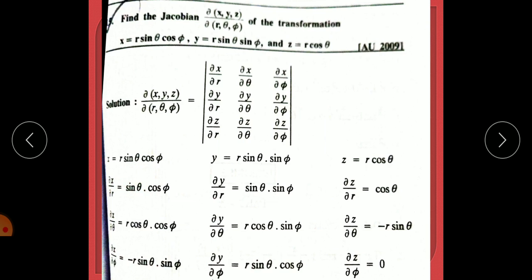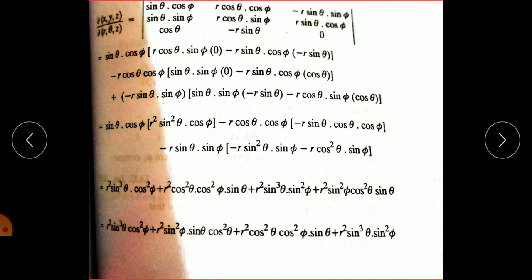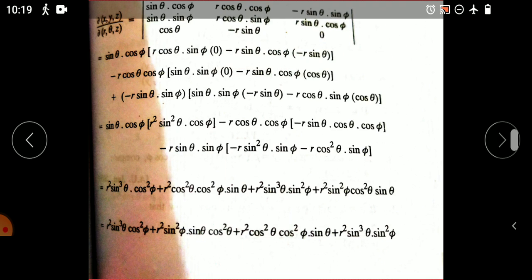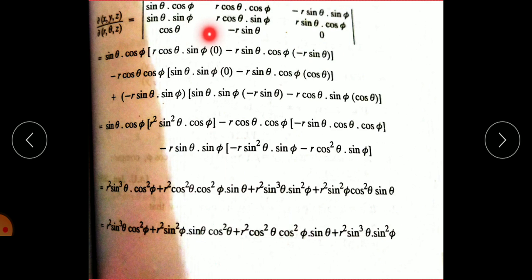So x equals r sin theta sin phi. Find ∂x/∂r, ∂x/∂theta, ∂x/∂phi. Likewise for y and z you have to find the differentiation, and then apply and multiply. We know the matrix format determinant: the first value into the cross multiplication of the remaining, and subtraction. Likewise for the center value, we remove it and take sin theta sin phi into 0 minus cos theta into r sin phi. This determinant you know how to find, we have done it in matrices also.